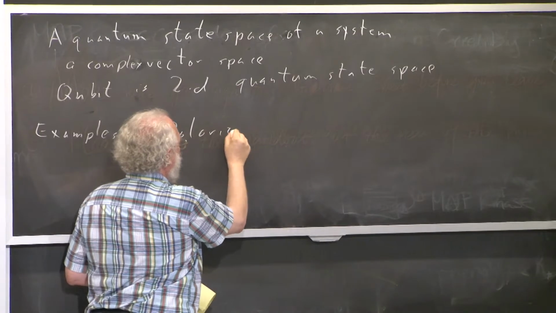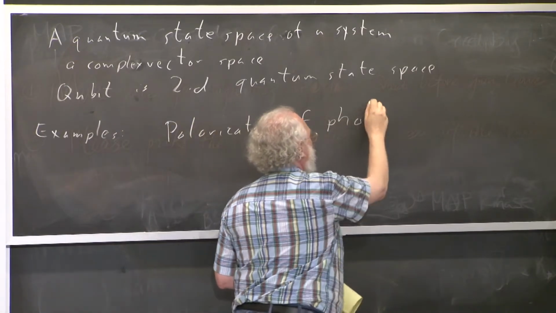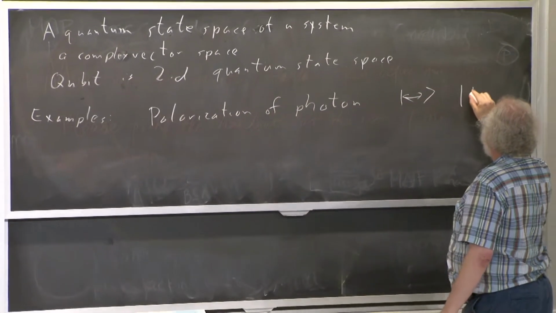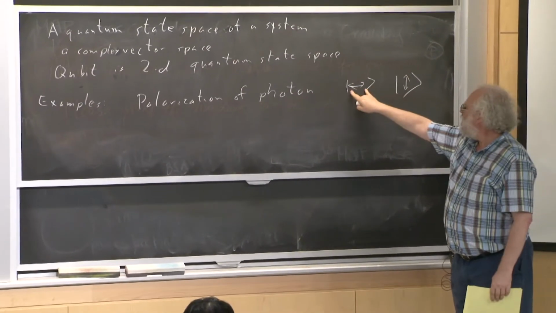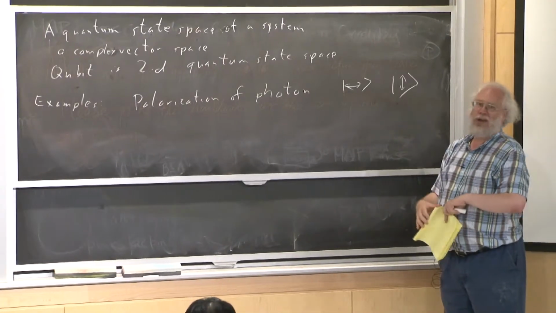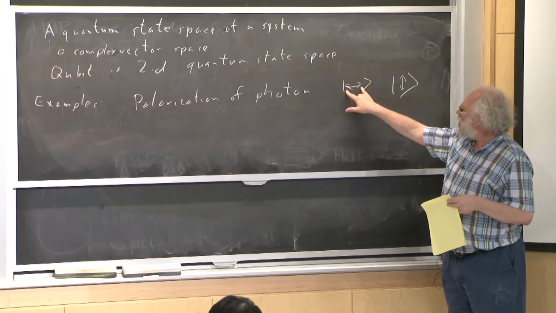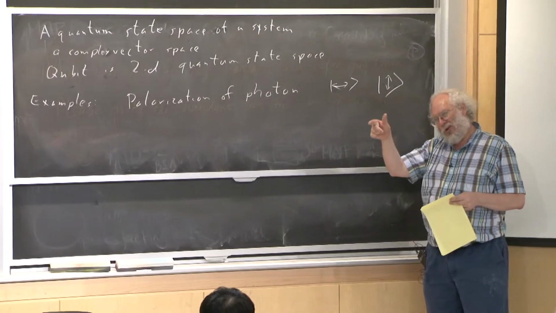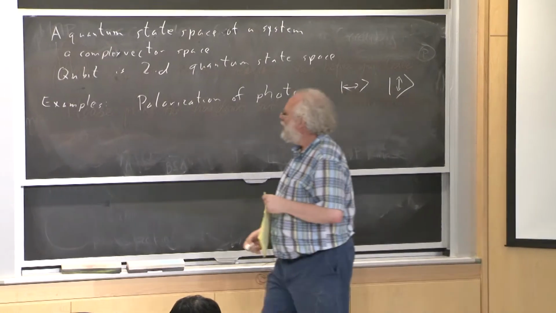The polarization of a photon basically has two distinguishable states, horizontal and vertical. And you can distinguish them by using a pair of Polaroid sunglasses. The horizontal ones go through and the vertical ones do not, or vice versa, depending on which way you rotate your glasses.